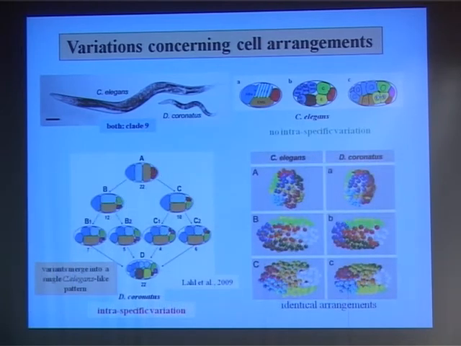To demonstrate that, in fact, they really merge into this very same pattern: these are reconstructions of about a 150-cell embryo, and certain parts of the AB lineage have been colored in different colors. And if you compare here an anterior view, a dorsal view, and a ventral view of C. elegans and D. coronatus, you and not me are not able to identify whether this is C. elegans or D. coronatus. They look very, very similar to each other.